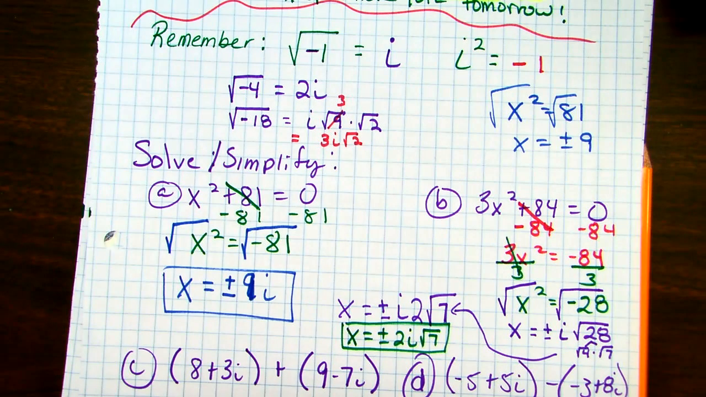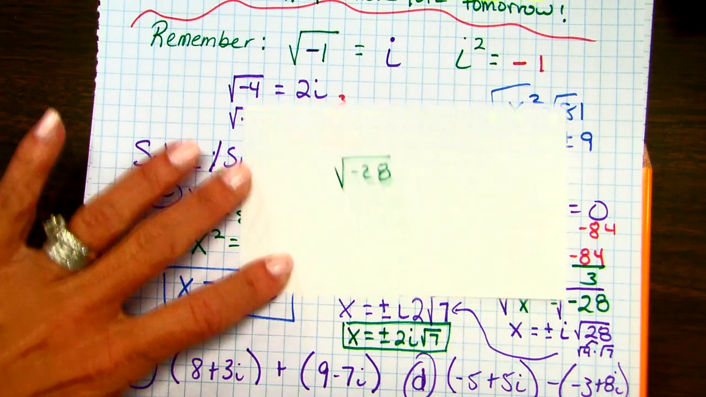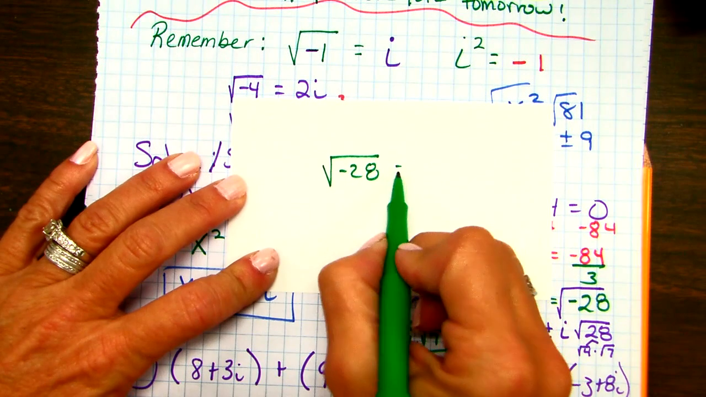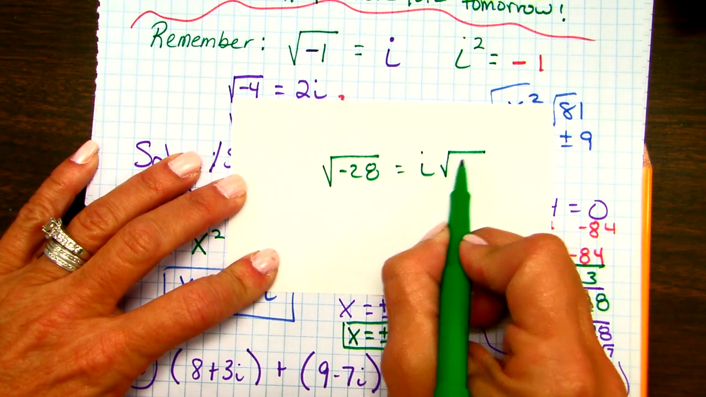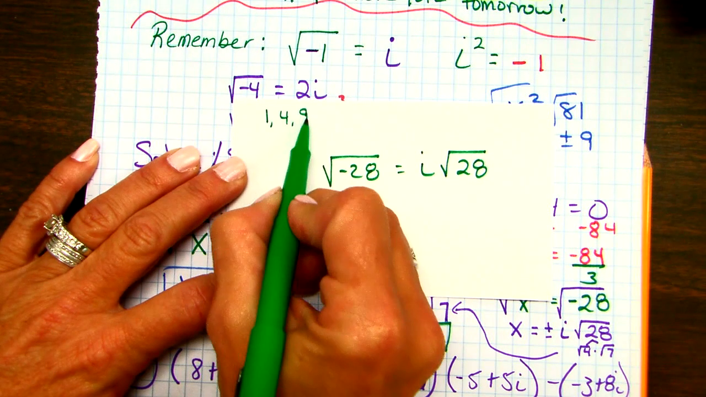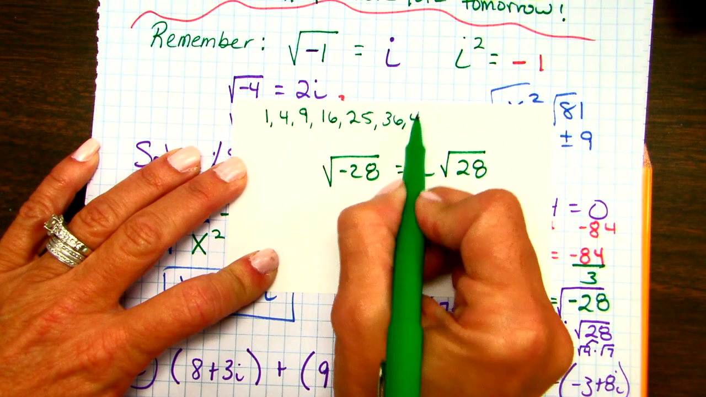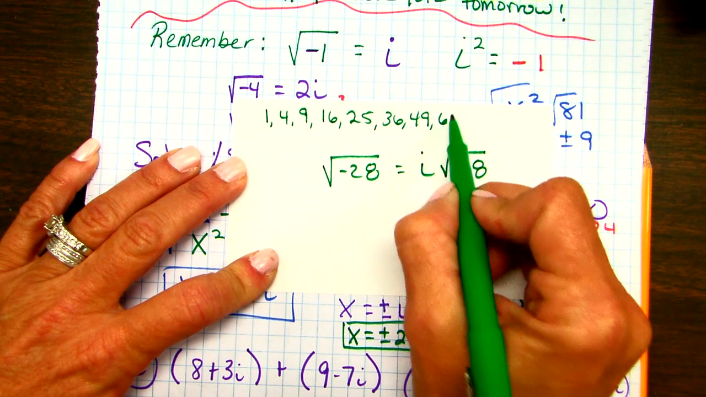Let me just make sure. I feel like I went kind of fast over that. When I'm looking at the square root of negative 28 to simplify it, first I see that there's a negative, so I take care of that. And then remember, you're looking at your list of perfect squares. And if you want to write them on your paper, we'll write them at the top of our homework for sure, so you have them for the quiz tomorrow.